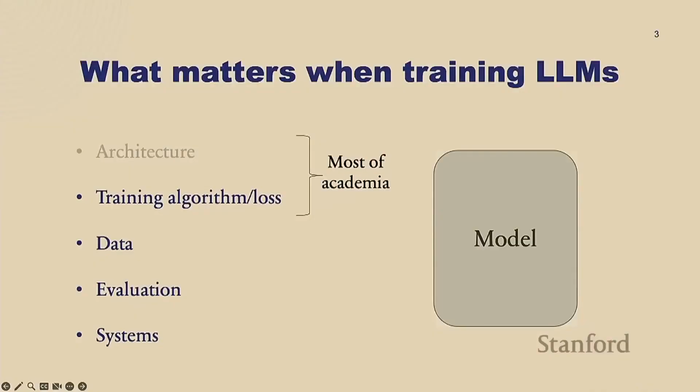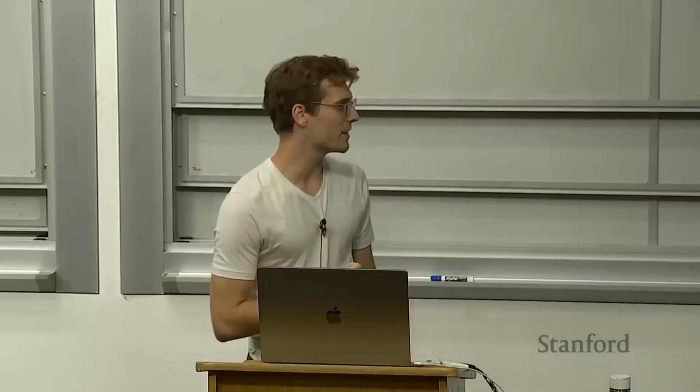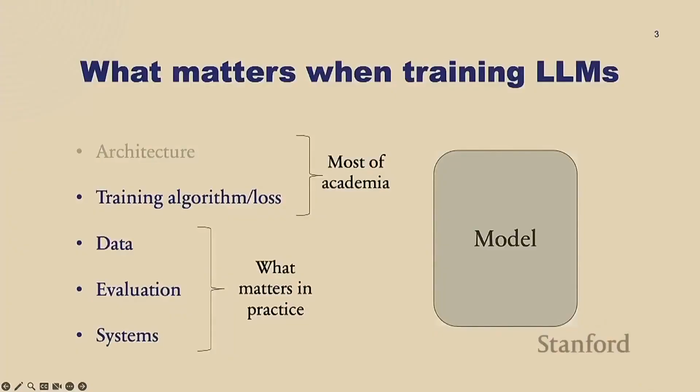Another thing to say is that most of academia focuses on architecture, training algorithms, and losses. As academics, and I've done that for a big part of my career, we like thinking that this is important: we make new architectures, new models, and it seems very important. But in reality, honestly, what matters in practice is mostly the 3 other topics: data, evaluation, and systems, which is what most of industry actually focuses on. That's also one of the reasons why I don't want to talk too much about the architecture, because really the rest is super important.